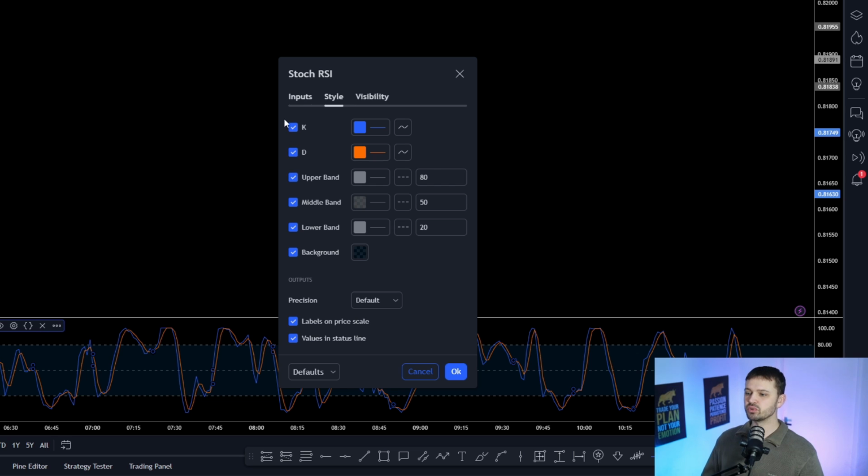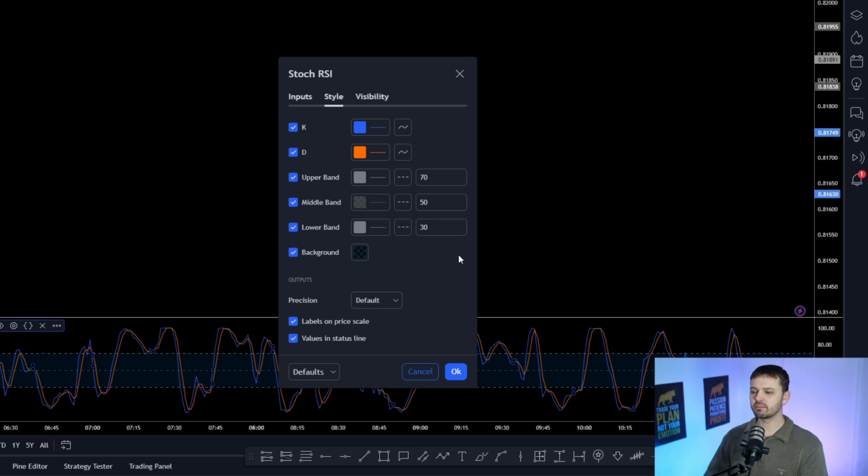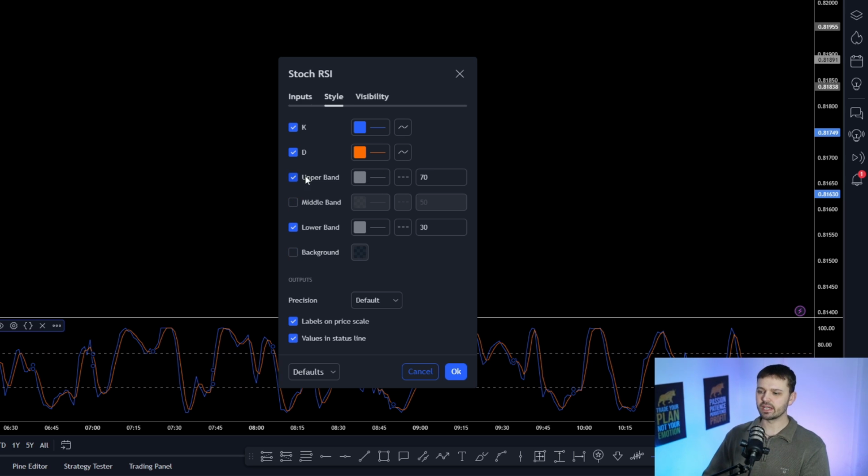go into settings, and we want to change style, and we want to look at the upper band. We want to change that to 70, and then the lower band we want to change to 30, and we're going to be removing the middle band, and we're also going to remove the background. And I like to have the upper and lower band as lines and not dashed lines. So I'm going to change that.